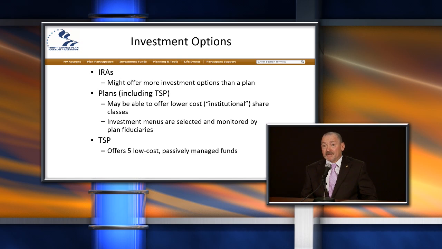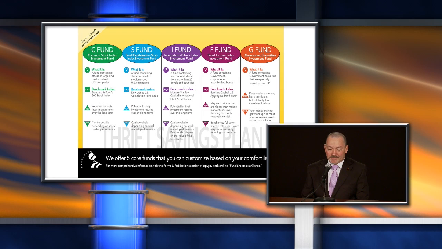Plans, on the other hand, like the TSP, tend to have a more constrained, a smaller investment menu. But those investments are, in some cases, less costly because you have access to, like, institutional shares. And those investment menus in a plan are selected and monitored by plan fiduciaries. These are people that are required to put your interests above their own. And, of course, the TSP takes that to the nth degree. In the TSP, the menu is just 5 low-cost, passively managed funds.